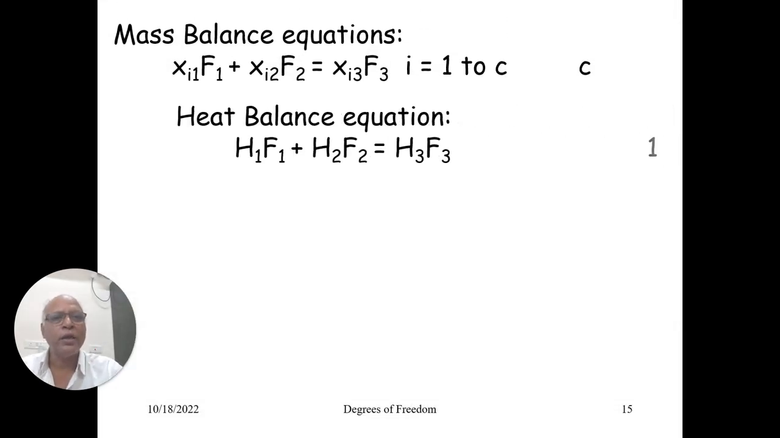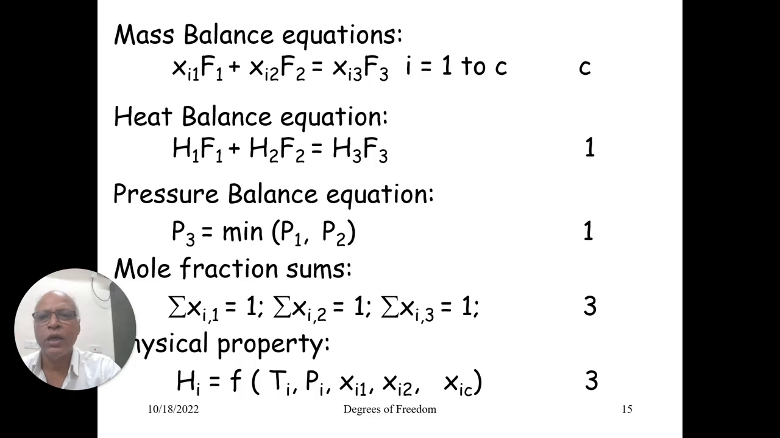So we are able to write C independent mass balance equations, and similarly, depending on the flow rate, if it is mass, you need to define enthalpy per unit mass, or if it is mole, enthalpy per unit mole. So this is the enthalpy entering through stream 1, plus enthalpy entering through stream 2, which should be equal to enthalpy leaving in stream 3. This is one equation. Similarly, as I said, the output pressure is the minimum of P1 or P2, another equation. So we will be able to write that the sum of mole fractions in each stream should be equal to 1. Because there are 3 streams, we will be able to write 3 equations.